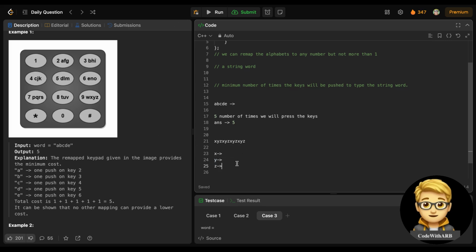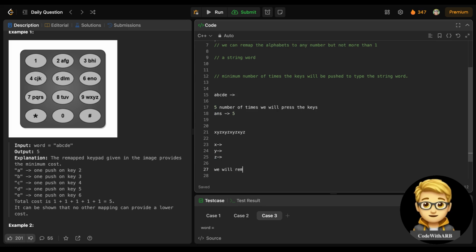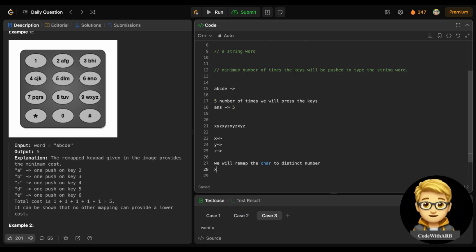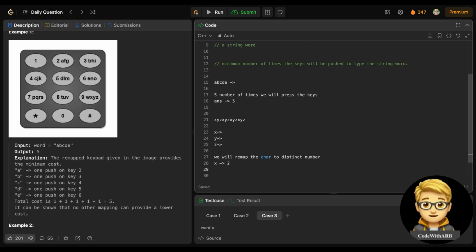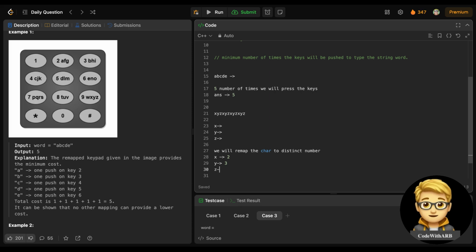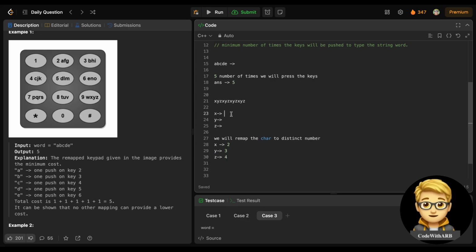So what we will do is remap the characters to distinct numbers. I will put x on number 2, y let's say on 3, and z on 4. Now I can get x by pressing only one time, y only one time, z only one time. In the original, x is present at the 4th position, y is also at the 4th, and z is also at the 4th, but now I can get all three in one press each, so x, y, z.